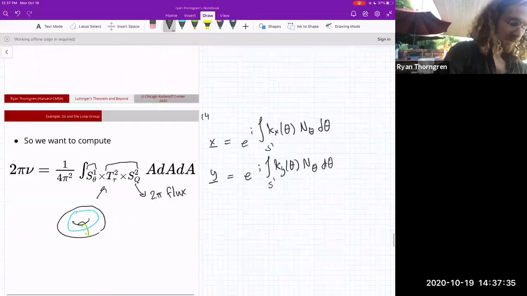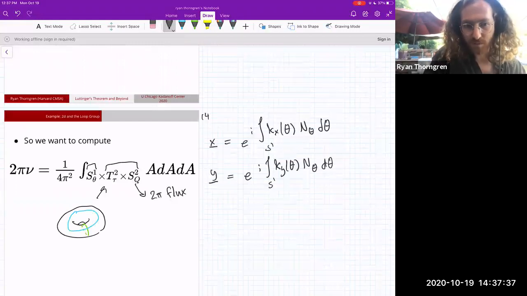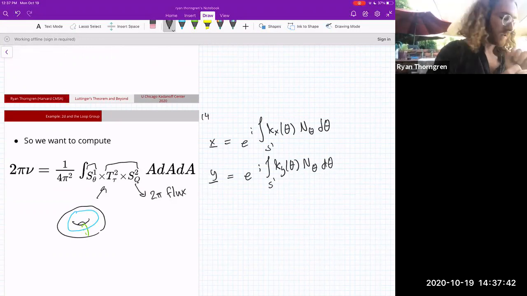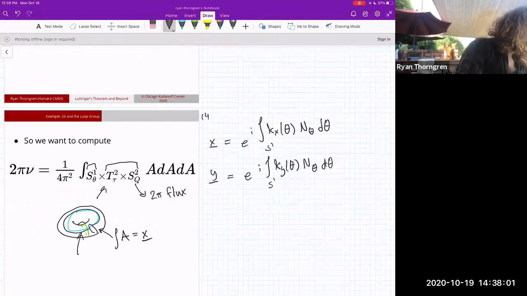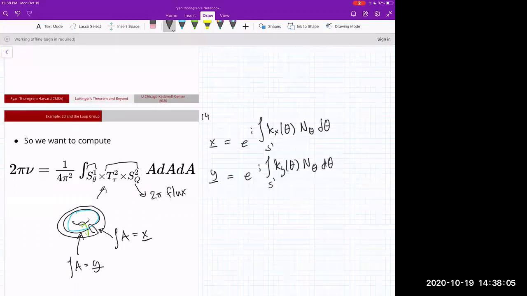And around S1, the gauge field will be trivial, although the other components will depend on theta. And around T2, we want to have holonomies according to the translation generator. So we want to have one integral to be x lower, and we want the other integral to be y lower. So T, and then, yes. Two-dimensional space that you originally had?